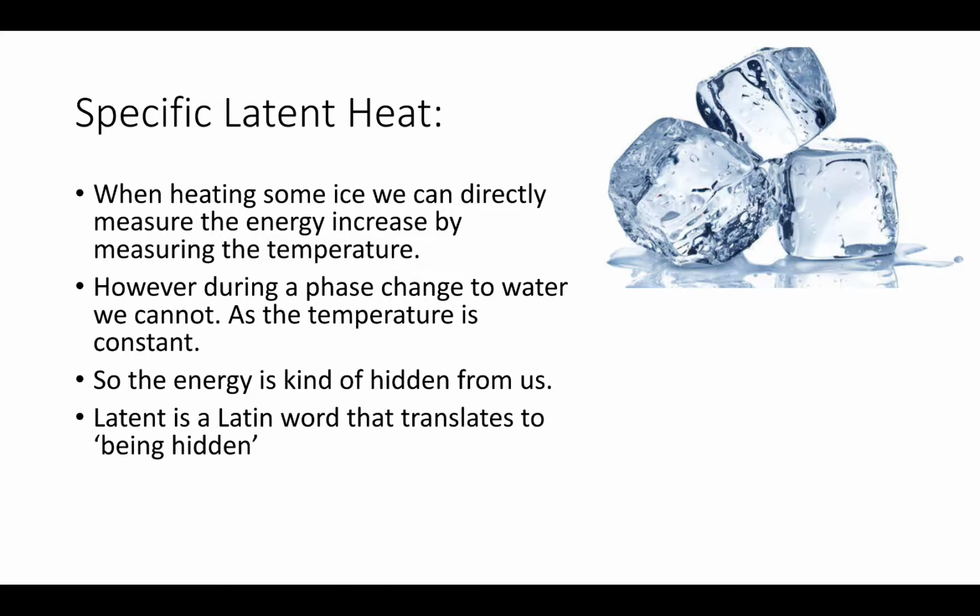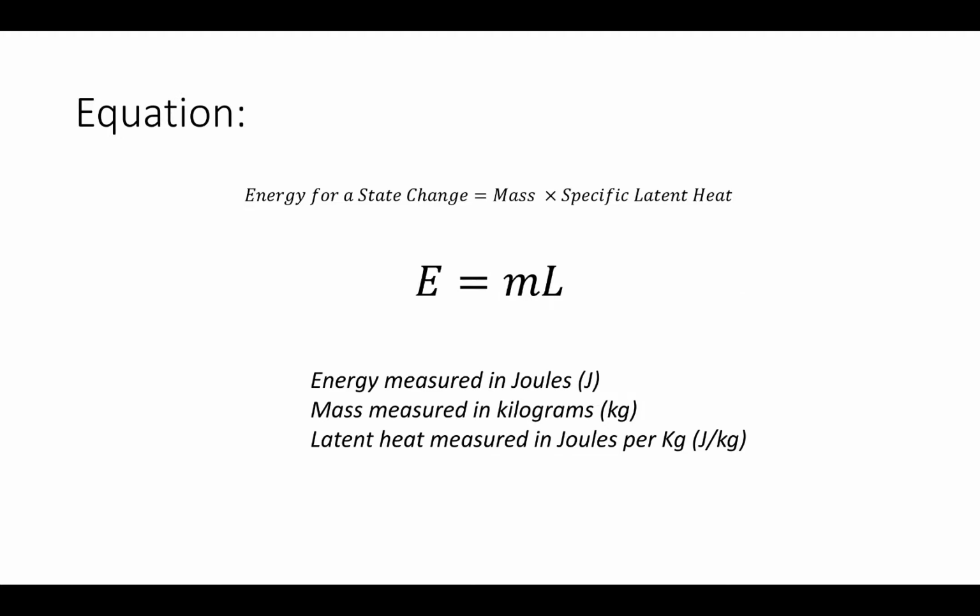Remember to pause at any point if you want to take any notes. Okay, let's move on. So there's an equation that describes this, and it's energy for a state change equals mass multiplied by the specific latent heat. So it's pretty straightforward. E equals ml. Energy is measured in joules, mass is measured in kilograms, and latent heat is measured in joules per kilo. So you want to make sure you've got that down before we move on.